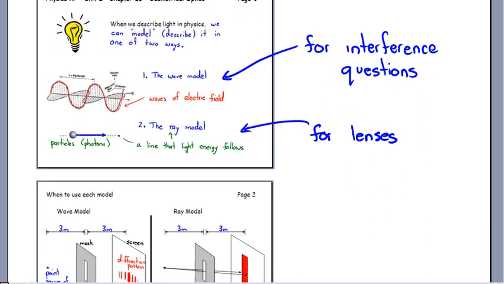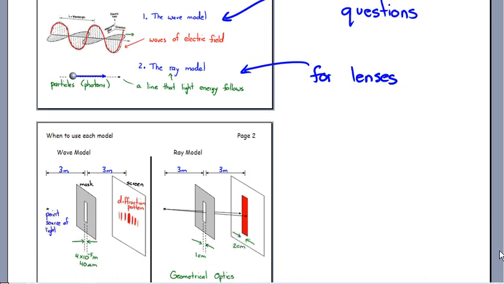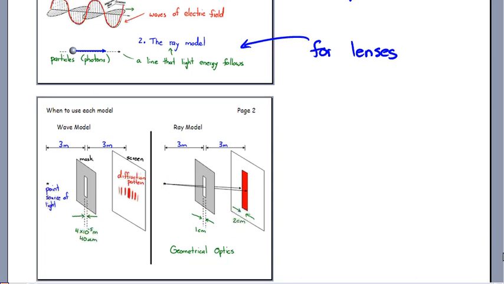Okay, so the deciding factor, how do you know whether you're going to be looking at the wave model or the particle model? It's all about the size of the element, the thing that the light is going to be obstructed or bent by. If it's a nice big lens or a big opening in a piece of paper, then we're going to go with the ray model. But if it's small, then we're going to go with the wave model.